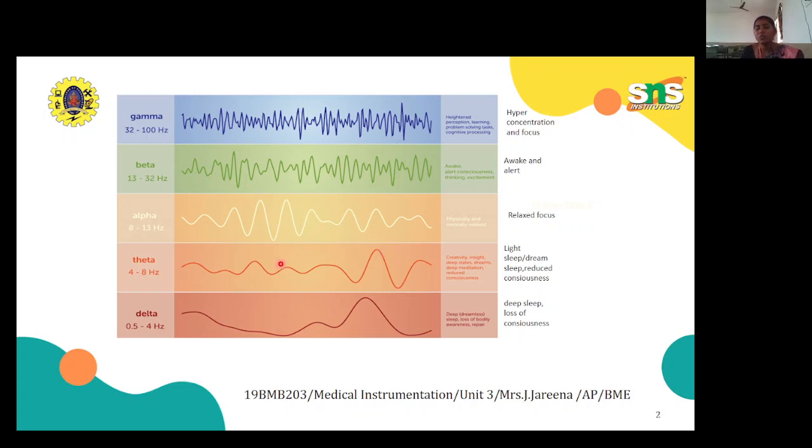So that's all about today's class. In the next class we will see the electrode placement used to measure EEG, that is the 10-20 electrode system of EEG.